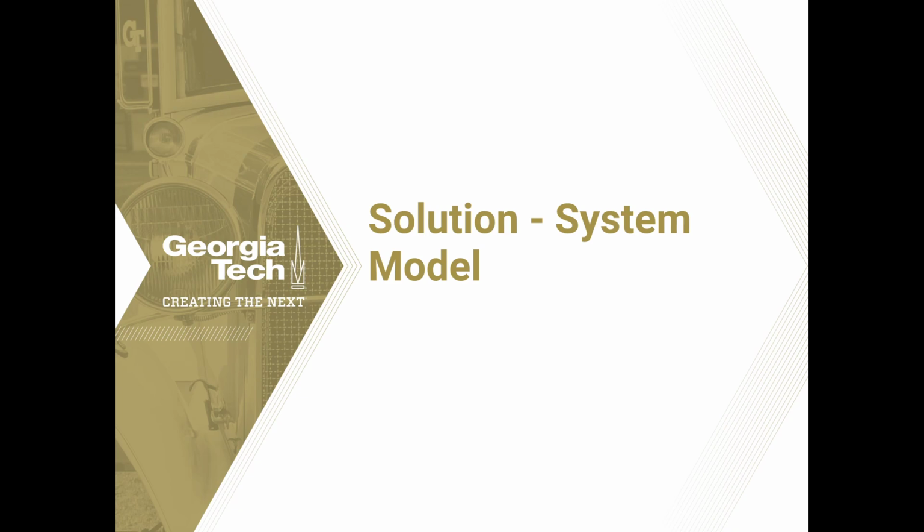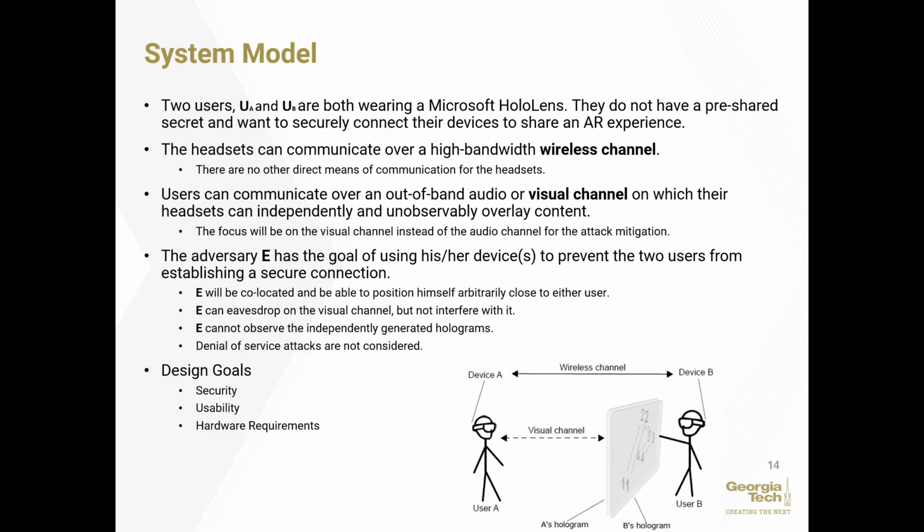Let's move on to the system model. Here I will outline the scenario the researchers are using to study the effectiveness of HoloPair. The situation is as follows. Two users, user A and user B, are both wearing Microsoft HoloLens devices. They do not have a pre-shared secret, which could be used for verification. Both user A and user B want to securely connect their HoloLens devices to share an augmented reality experience. The headsets can communicate over a high bandwidth wireless channel, and they have no other direct means of communication.